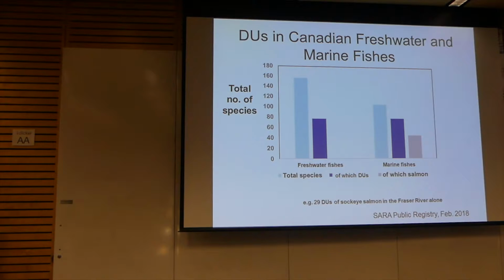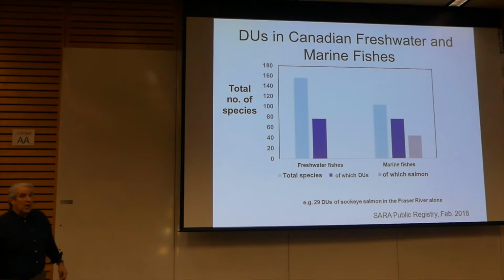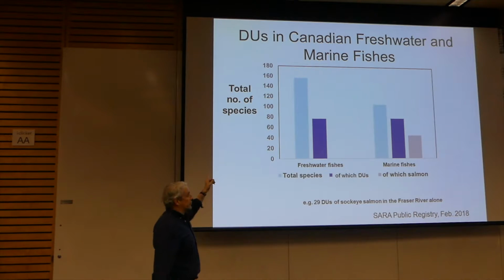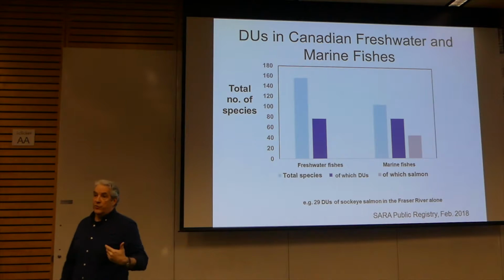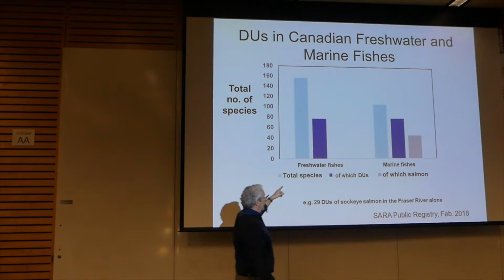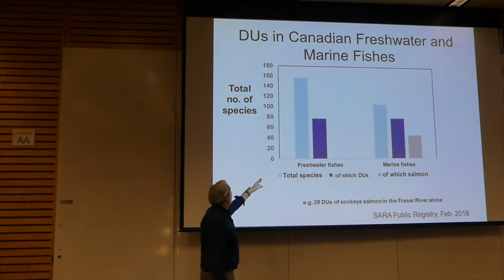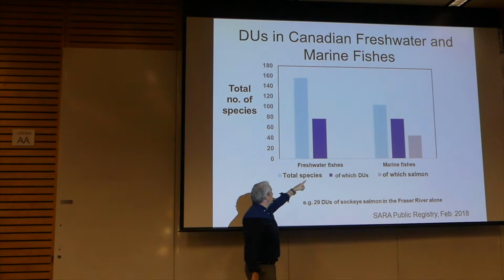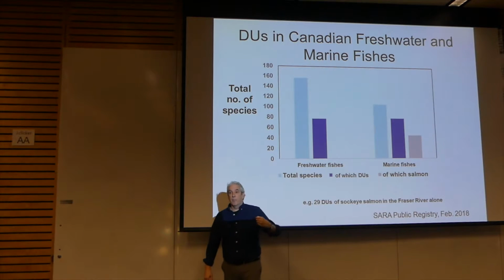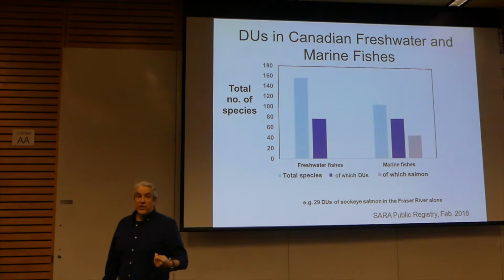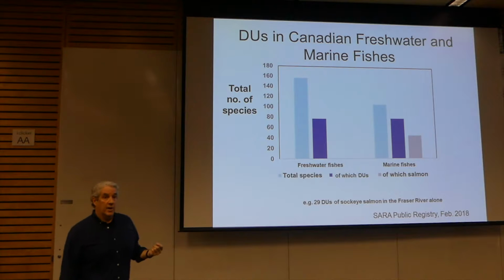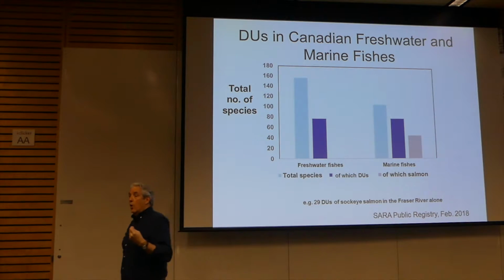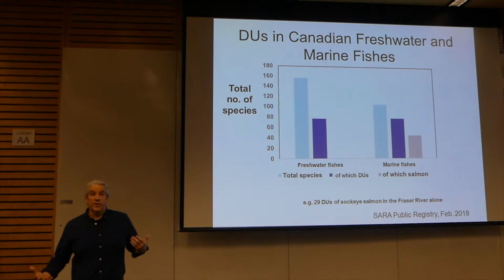That's the thinking anyway. And this is important for freshwater fishes because there are a lot of designatable units in freshwater fishes. This shows that on the y-axis is the total number of wildlife species assessed by COSEWIC in freshwater fishes and marine fishes. So we've done about 150 freshwater fishes. The dark blue represents the number of the light blue that are designatable units within a taxon. So you can see half of the wildlife species that we assess consist of single populations or population assemblies within a single taxon.